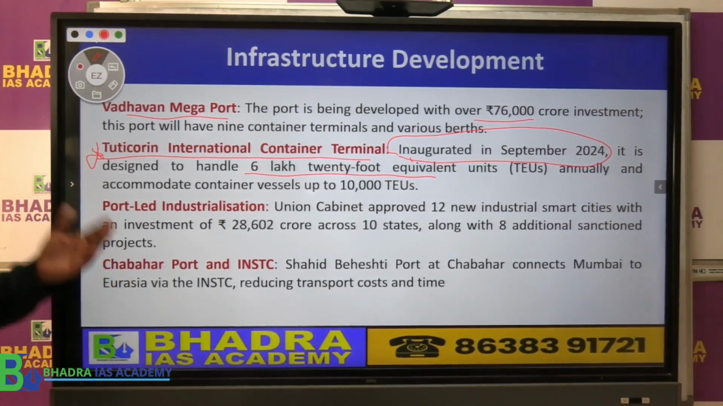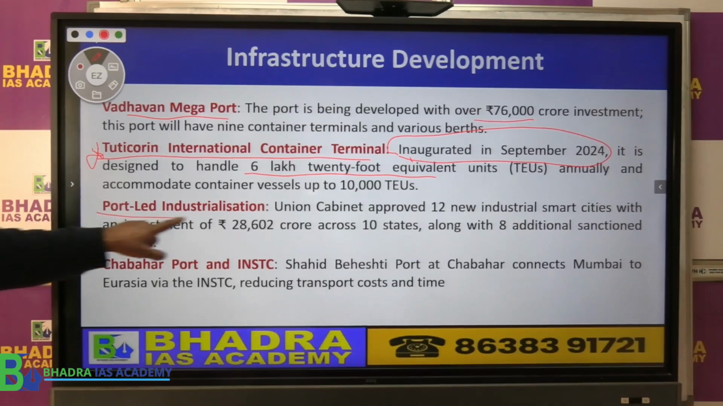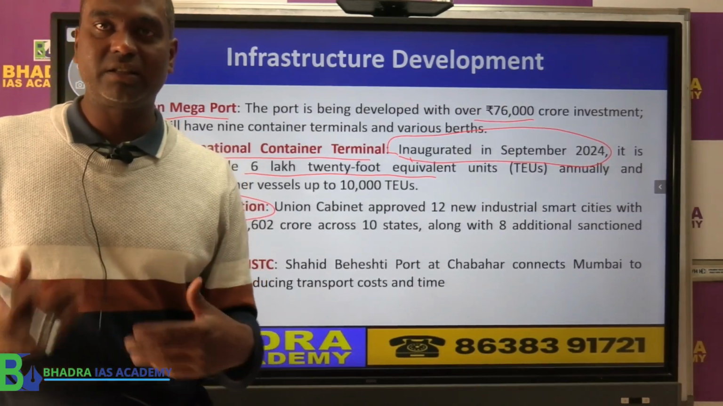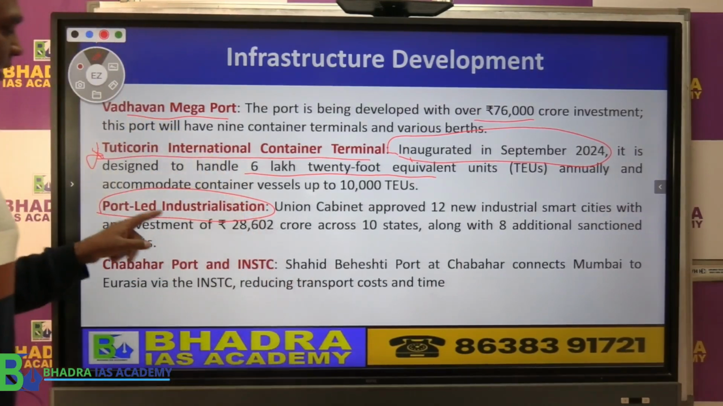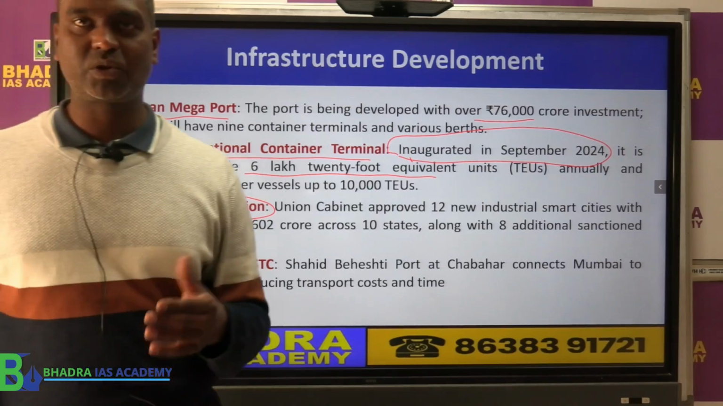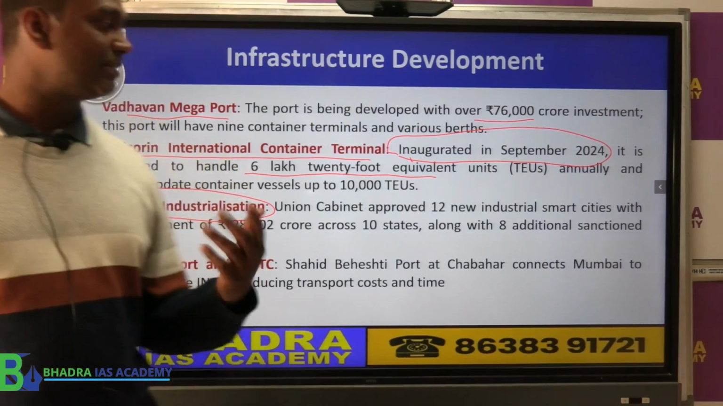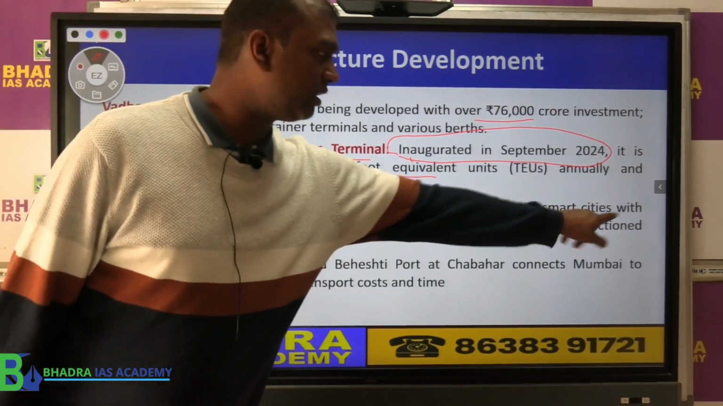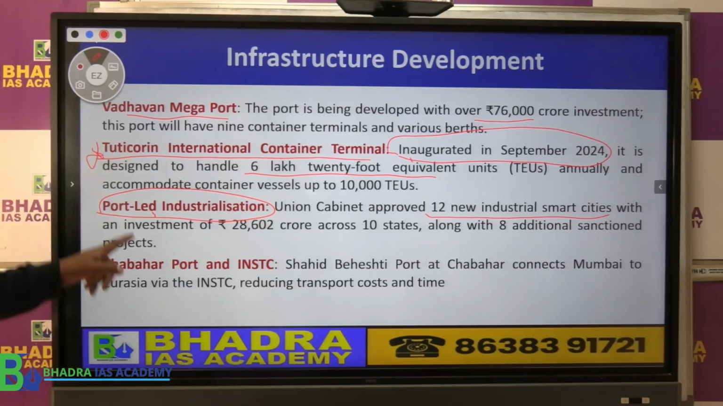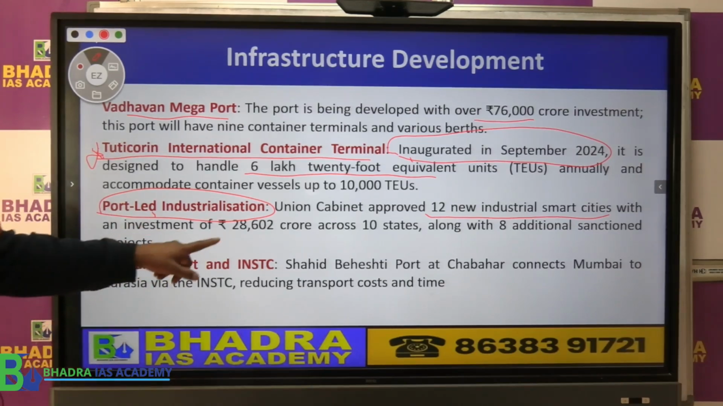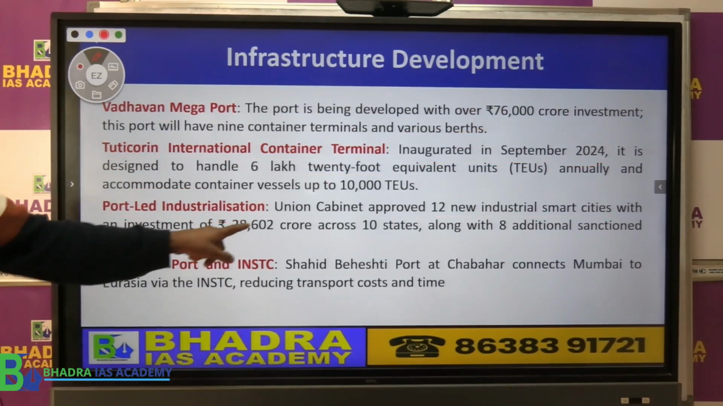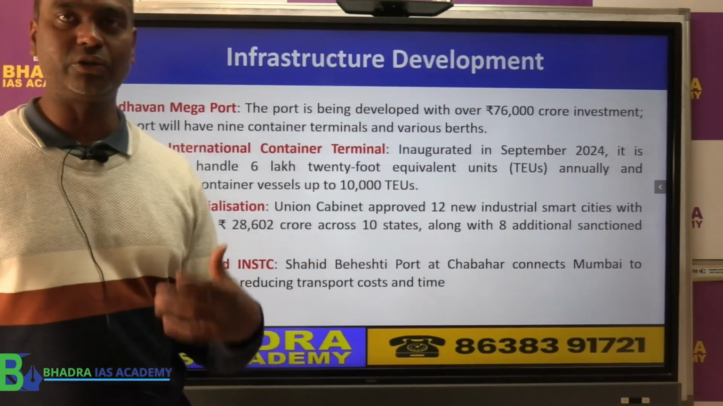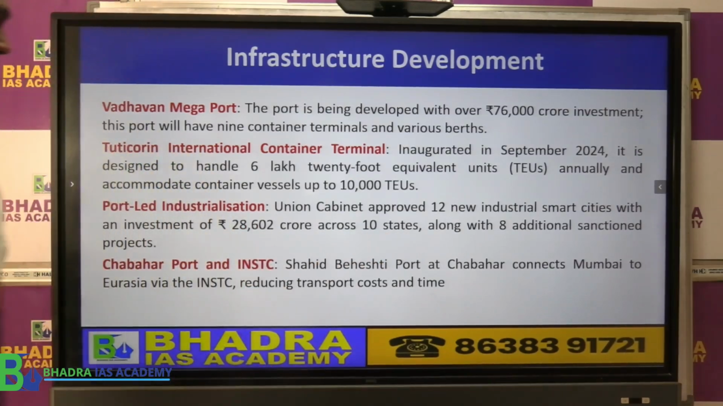The government is also talking about port-based industrialization. That means developing new cities and industrial areas very close to the port area so that employment and business can be generated. The government has approved 12 new industrial smart cities near the ports, with a huge investment of about 28,000 crore across 10 states. They are going to develop these also.